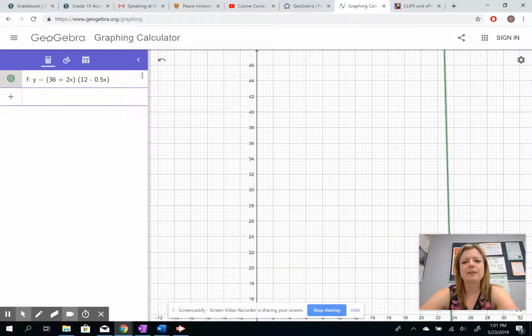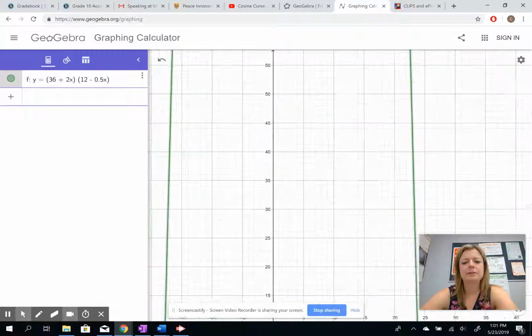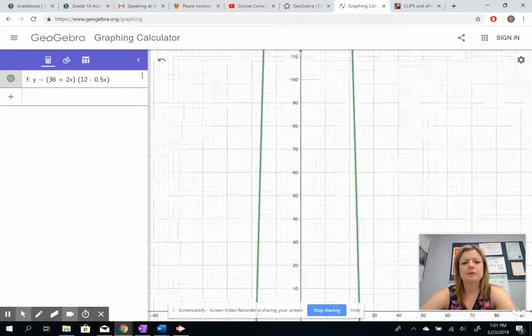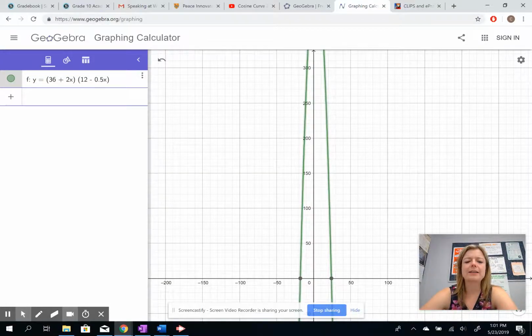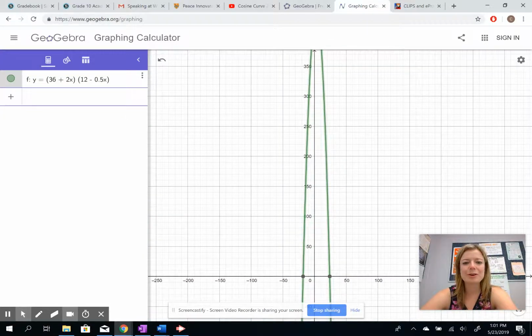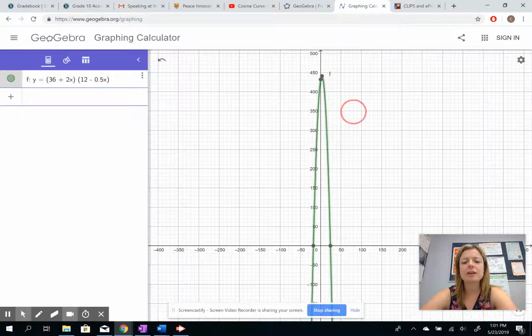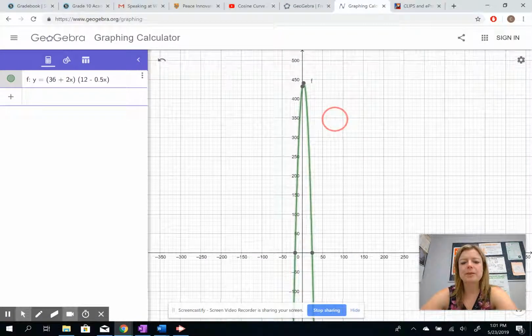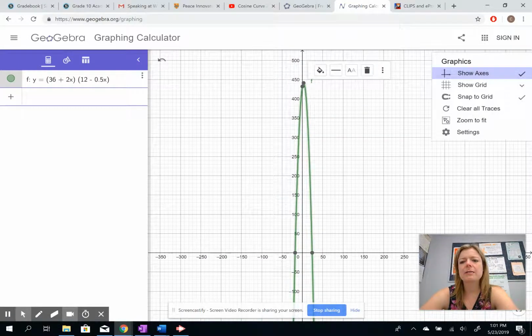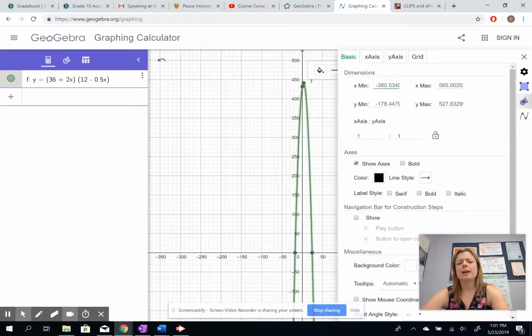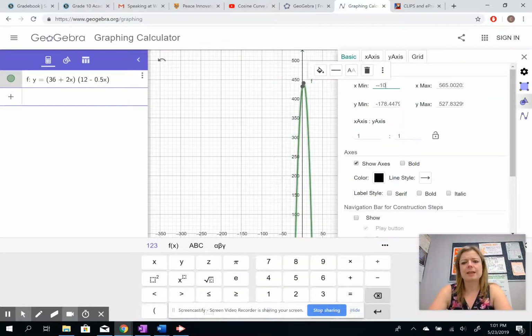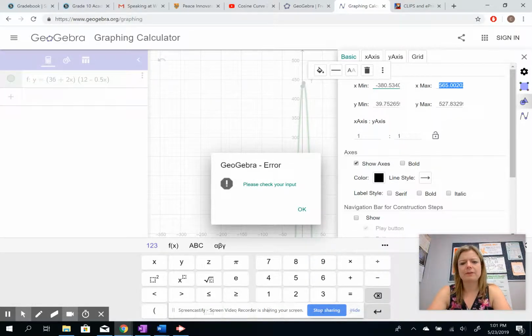Okay, so here we have to find our vertex. Okay, remember that the y-axis in this case represents revenue, and we know we're up in the 400s, so it's actually way up here. So in order to see this better, I'm going to change the axes to just show maybe minus 10 up to positive 50.